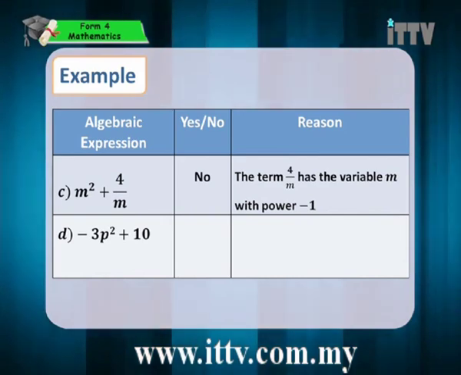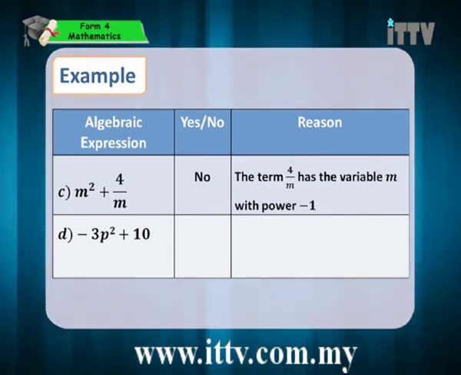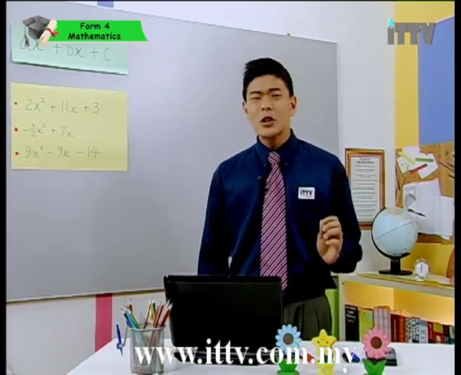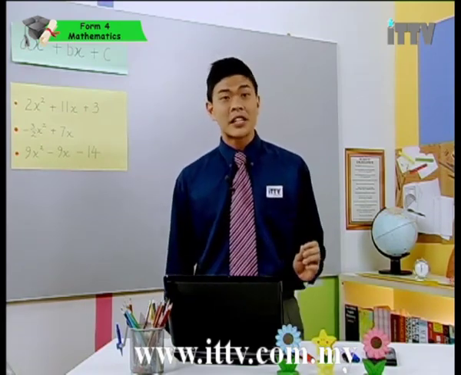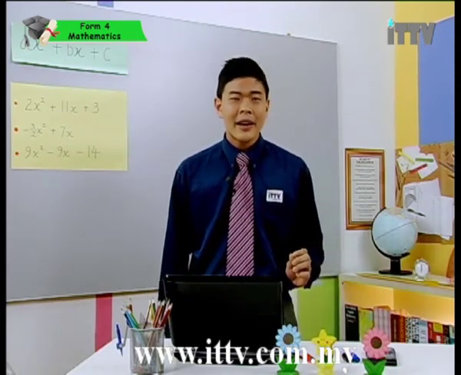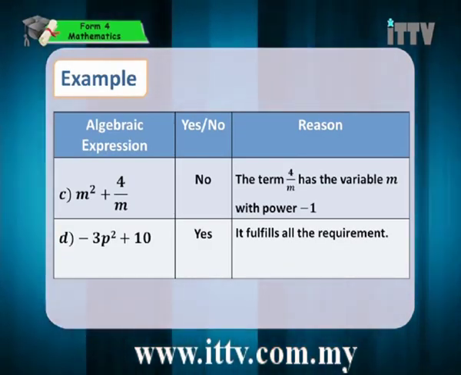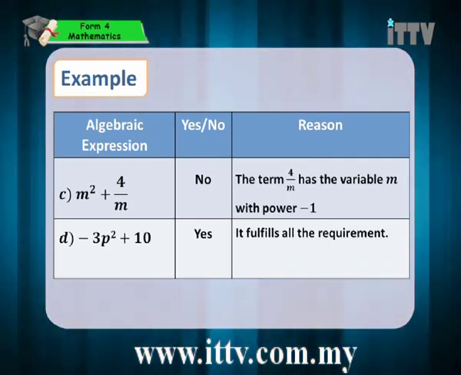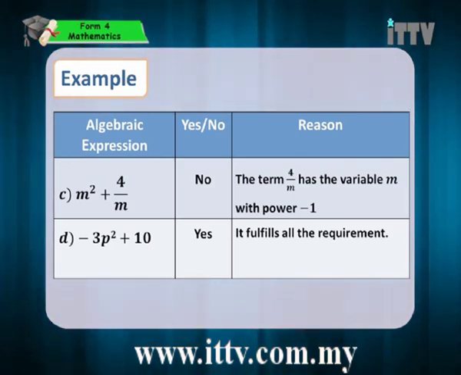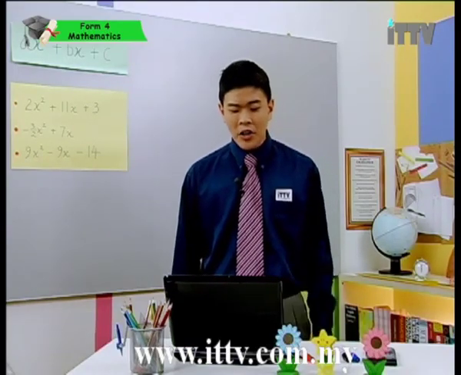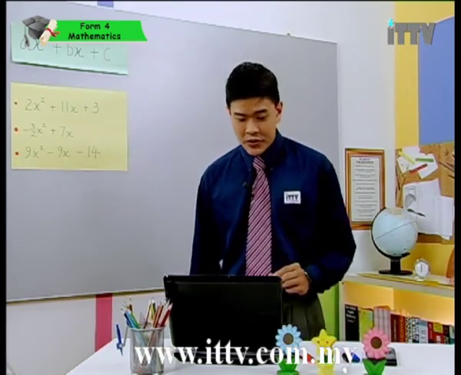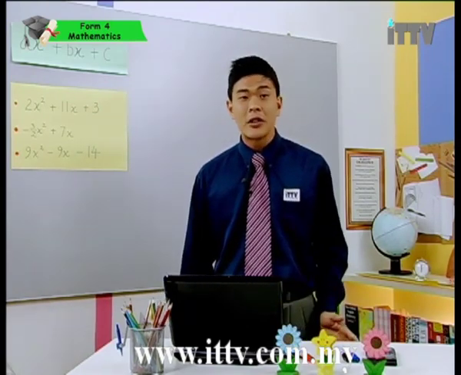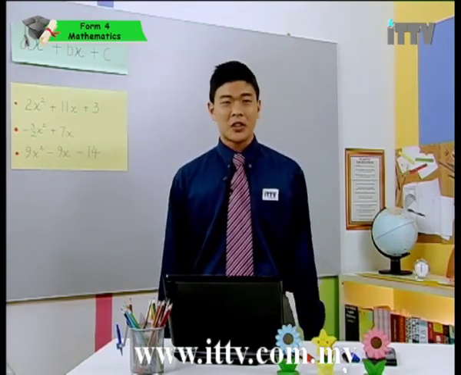What about D? Negative 3p squared plus 10. Is this a quadratic expression or not? One look. Although it doesn't look like the general form of ax squared plus bx plus c that we looked at on the board just now, it is still a quadratic expression because it fulfills all the requirements. In this case, the variable is p and the index is 2. So yes. The constant for p squared cannot be 0, and here it is negative 3. Only the constant b is 0, and that is not a requirement. So the whole expression is a quadratic expression.